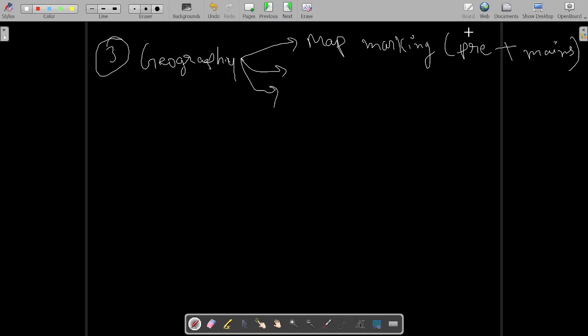This map marking will even be important for your mains too. So map marking is your base actually. Then you have physical geography. If someone does not know where Indonesia and where Japan are, then how will he write good answers? So map marking is very essential.